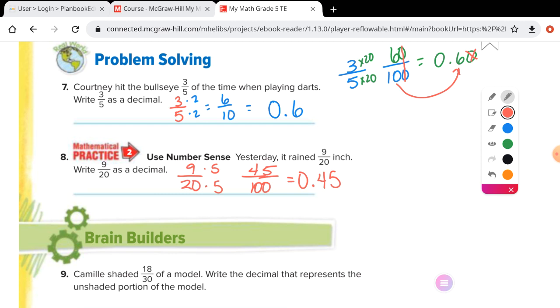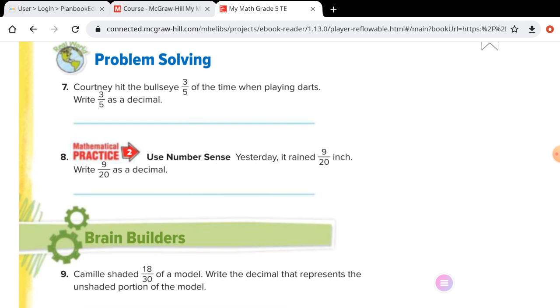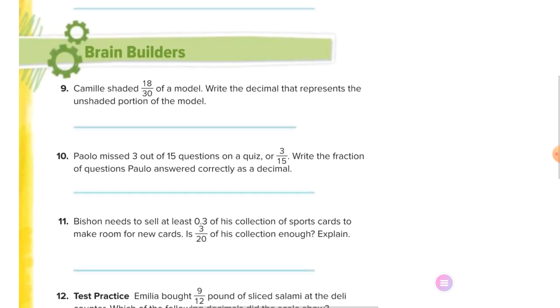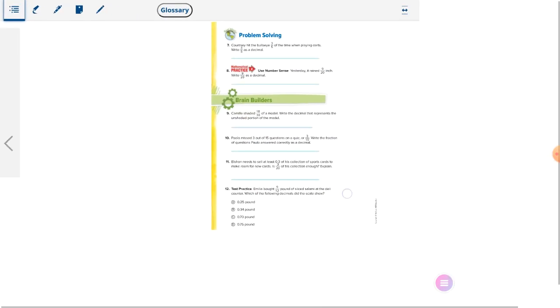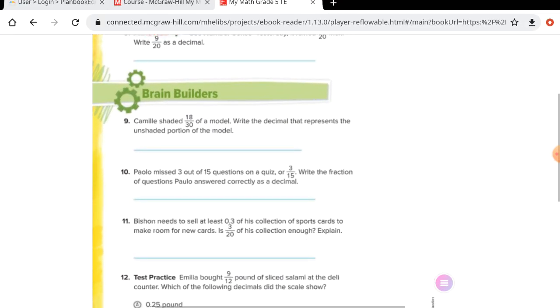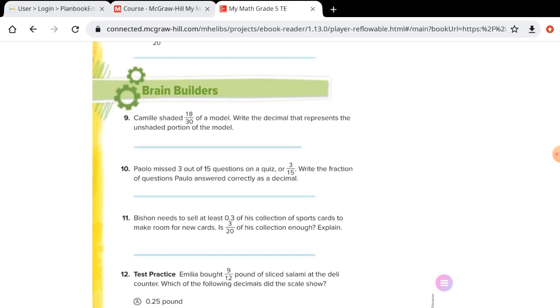Okay, then we got to the brain builders. Remember, it's been about 5 years of brain builders for you. What's usually true about the brain builders? They make you think a little bit more than the other ones. Usually you have to read carefully, zoomed way in, and sometimes they surprise us where it's like, yeah, that one's not hard at all. You just have to read carefully.